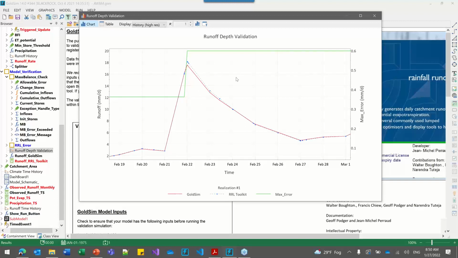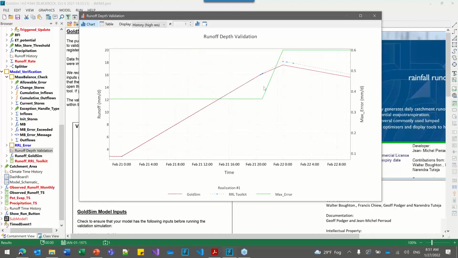But there's something that's very important to understand here. The RRL toolkit output was only generating outputs on a daily time step. So it's not a real fair comparison here. GoldSim is recalculating all of its store values at an unscheduled time point. I'm going to zoom just a little bit more so we can see what I'm talking about. So we have this time point that I'm pointing at right here that's unscheduled. This is an unscheduled event, and GoldSim is being requested to calculate or re-update all of its store values and its outflows at this unscheduled point in time.